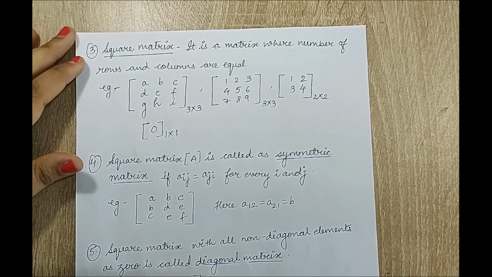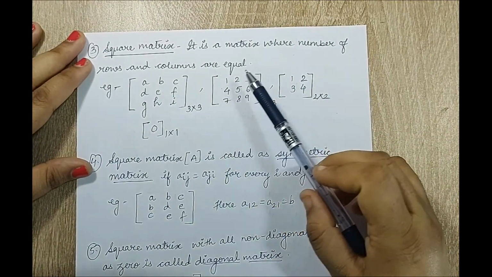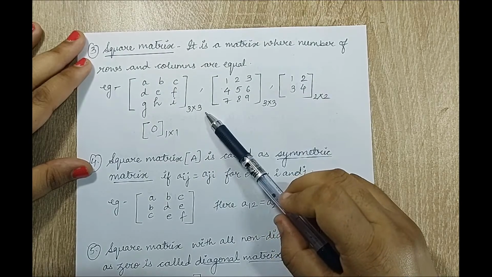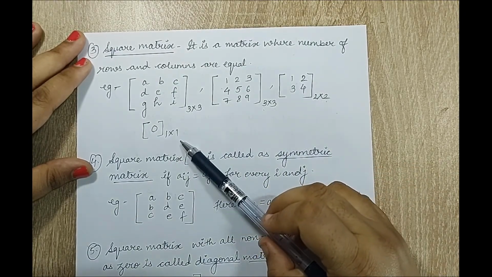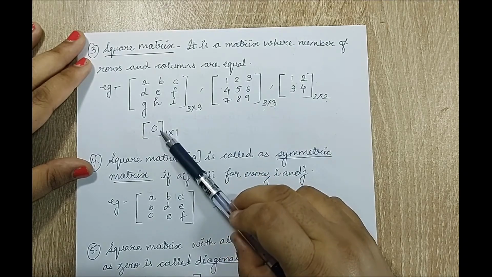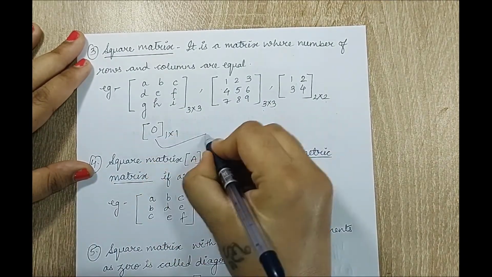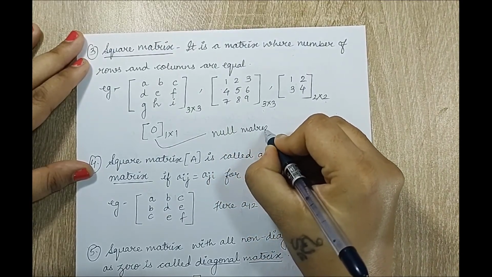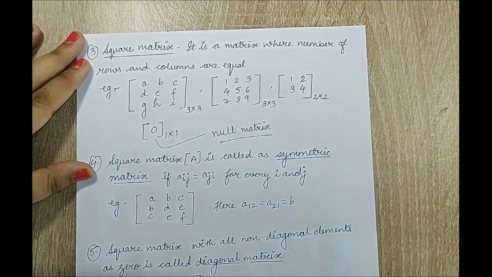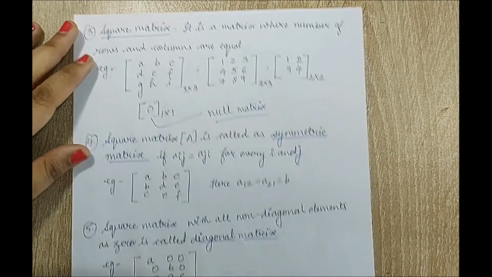Next, let's talk about square matrix. It is a matrix where the number of rows and columns are equal. You can see here order is 3 by 3, 3 by 3, 2 by 2, 1 by 1. This matrix with only one element, that too the value is 0, is called a null matrix or a zero matrix because the value is 0. So this is all about square matrix.